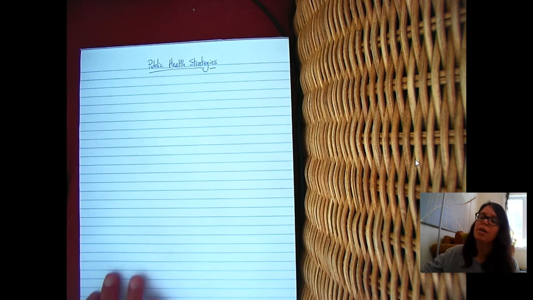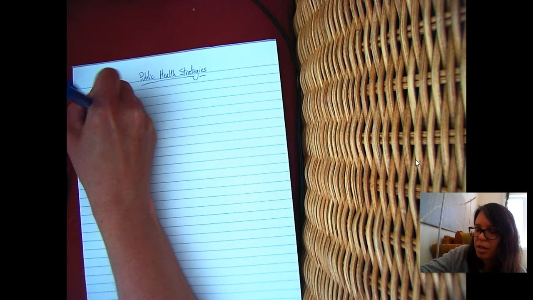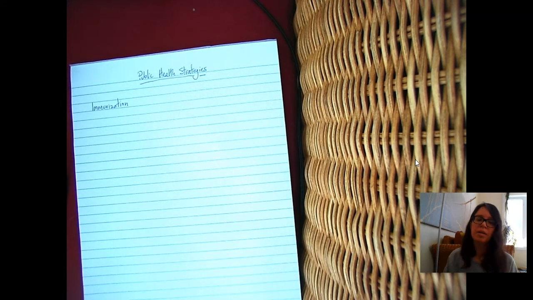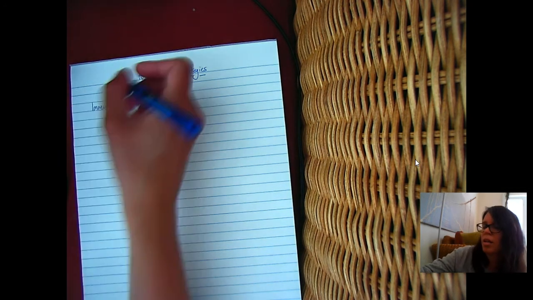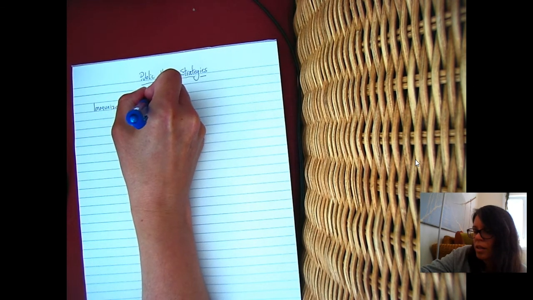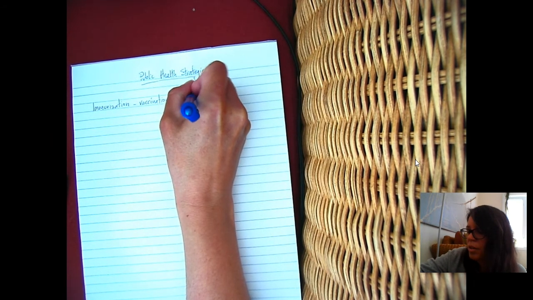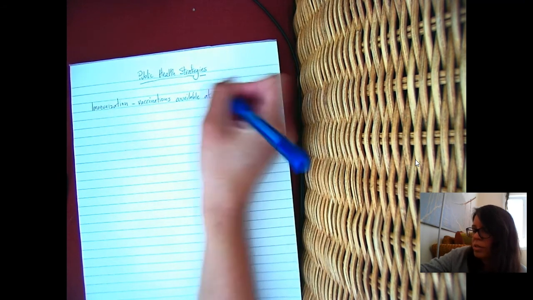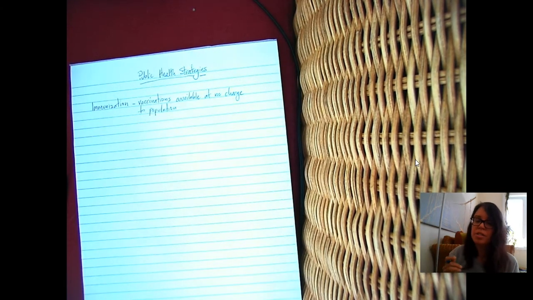All right, so one of the things that is a part of public health is immunization. Okay, so one of the strategies that is used to keep the population healthy is to vaccinate. Vaccinations available at no charge to the population. And there's different vaccinations we have.